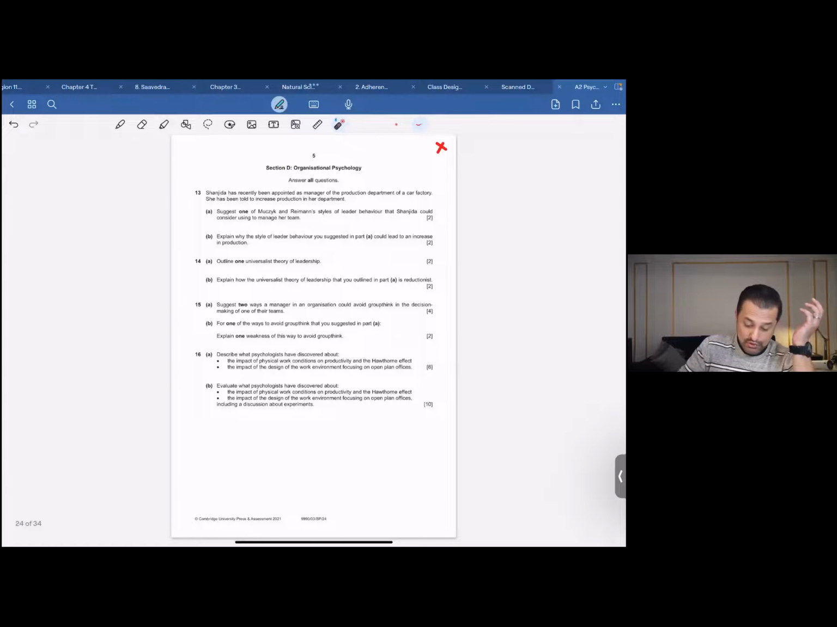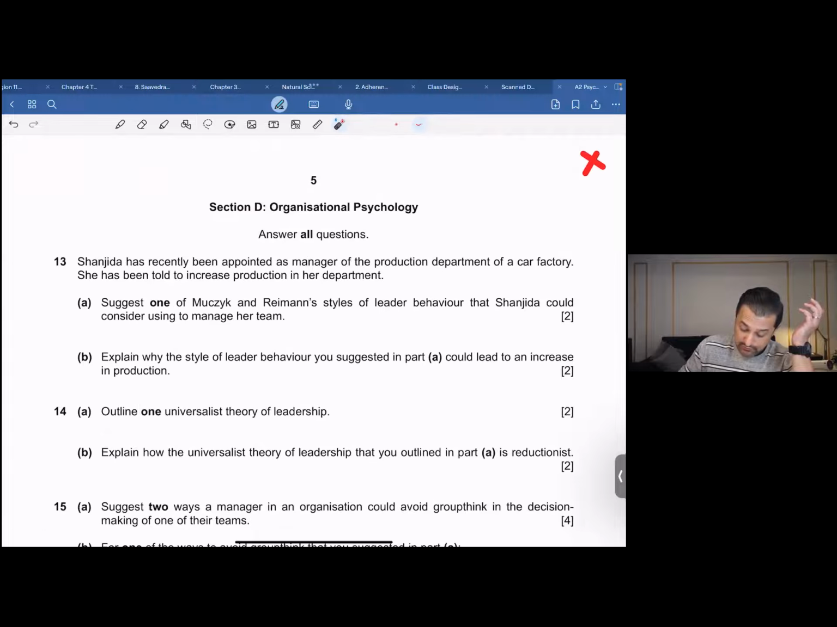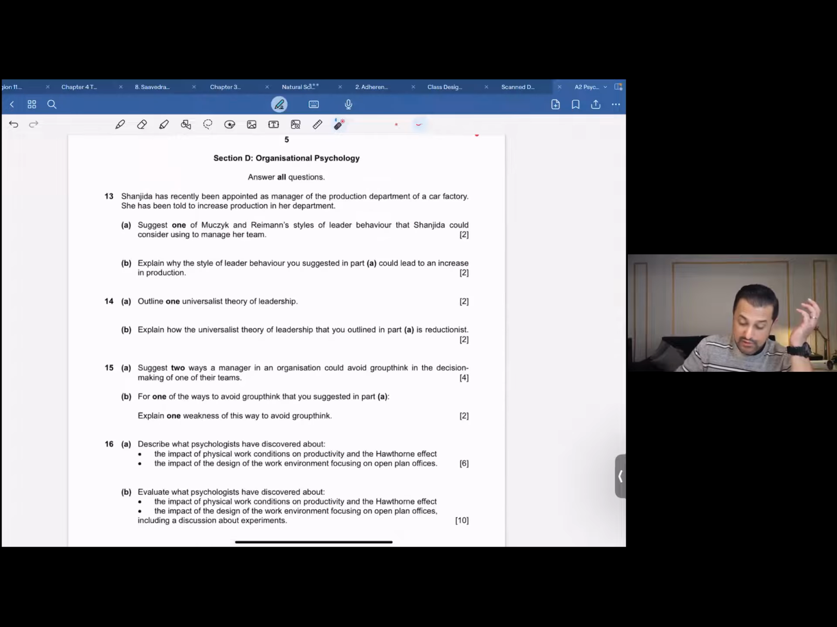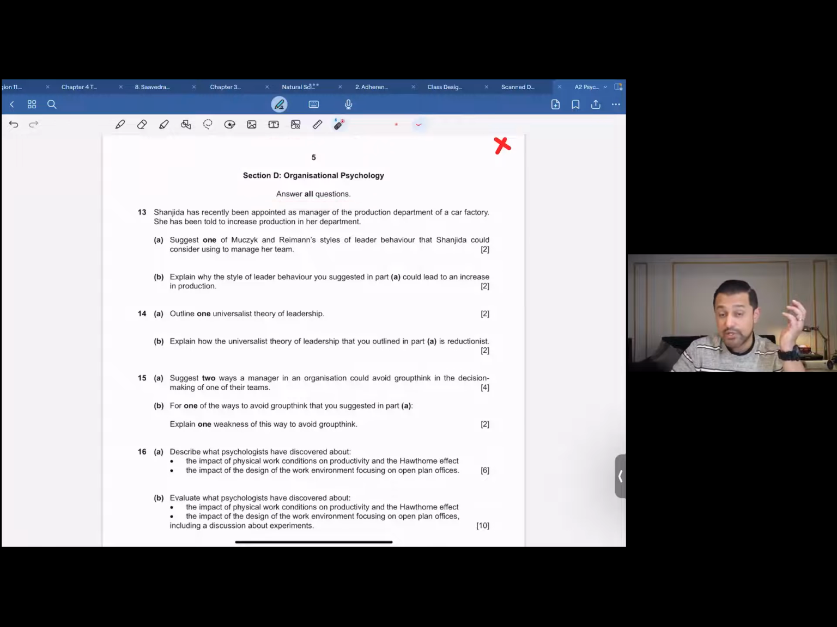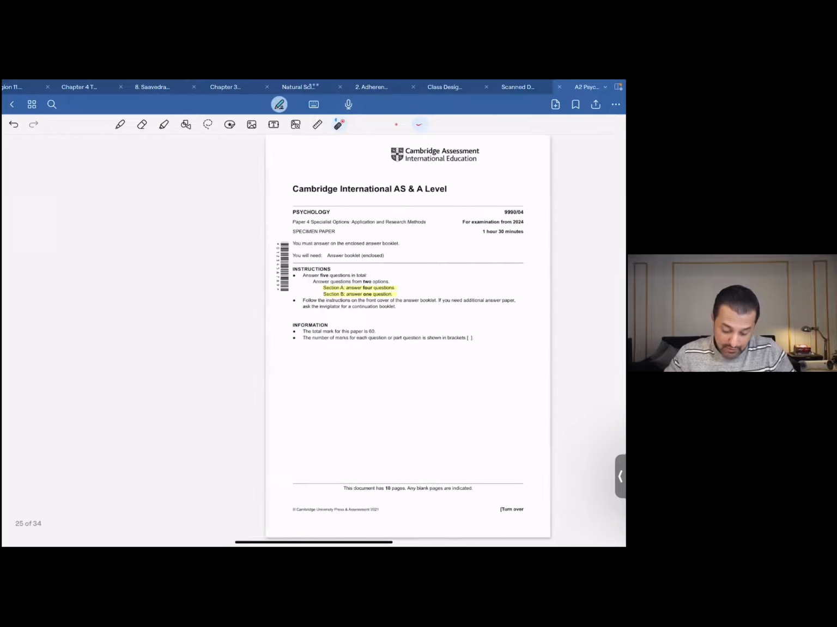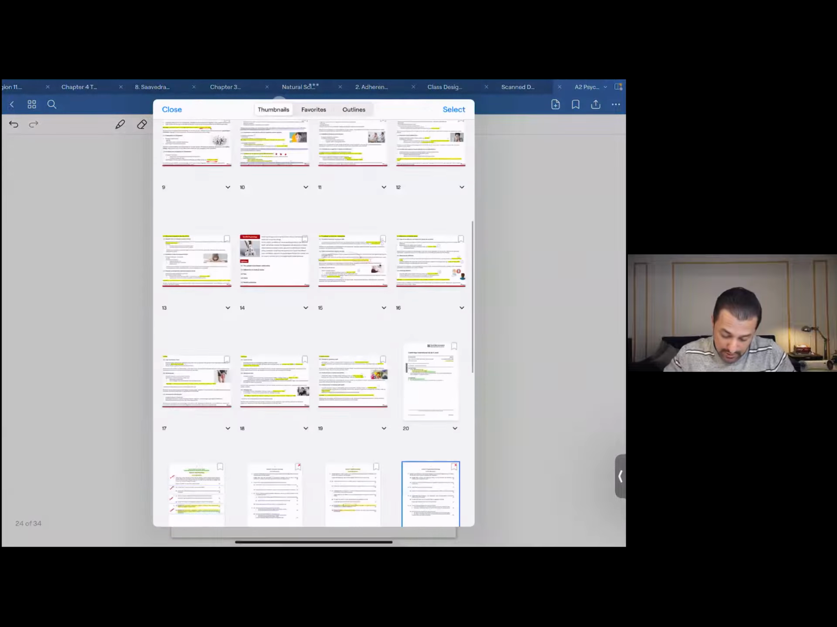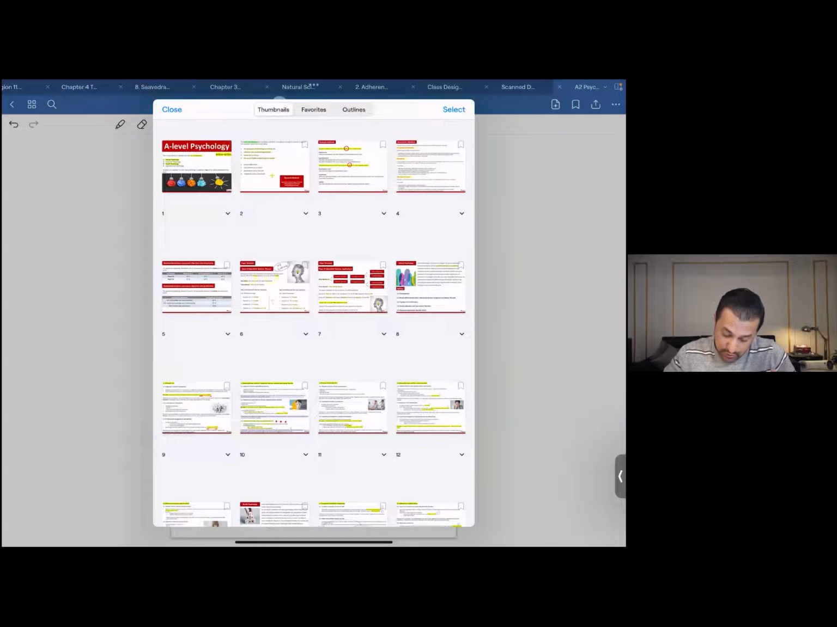Let me just show you, question number 13, 14, 15, and 16 respectively are from organizational psychology. I've put a cross over here because I do not teach this particular specialist option or this particular component as well. So this is how your paper 3 looks. About paper 4, we'd move on and talk about it later. Getting back to where we were.